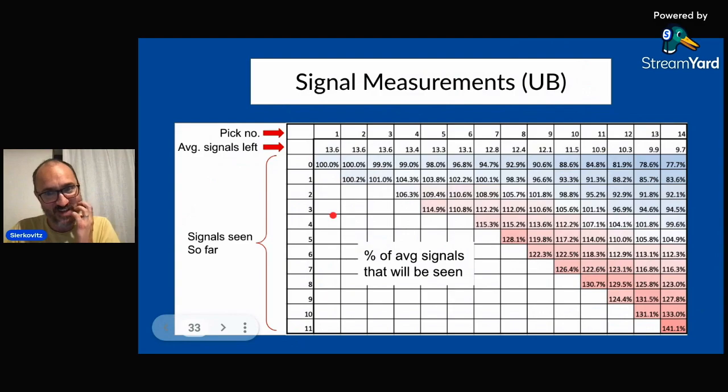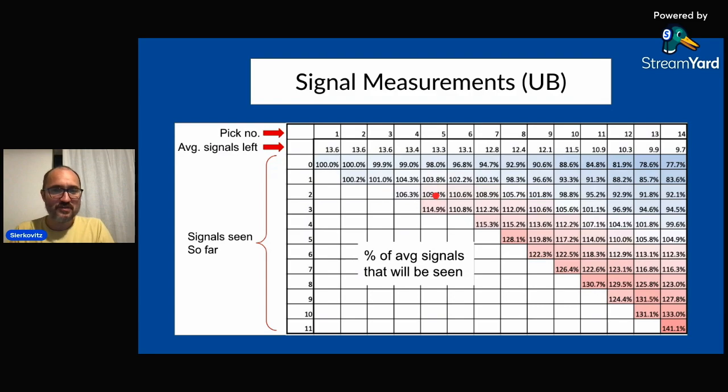So let's give you an example on pick 5, let's say. At pick 5, there are still 13.3 average signals left to be in the draft. But if you saw 0 signals until pick 5 for blue-black, you will get like 98% of those 13.3 signals. If you see one signal before that, you will see in the future 104% of that number. So 13.5, 13.6. So that's not a big change. Like we've seen this one signal for blue-black, it doesn't give you any kind of an improvement.